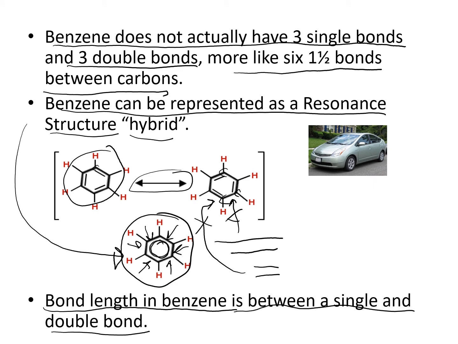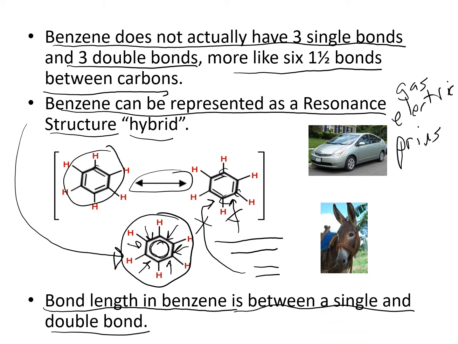So a hybrid, again, is a combination of two things. So you can think of benzene as a hybrid, just like a Prius is a hybrid. It's a combination of a gas and an electric motor. Another example of a hybrid is a mule. A mule is a cross between a horse and a donkey. So you can think of benzene as a hybrid as well.